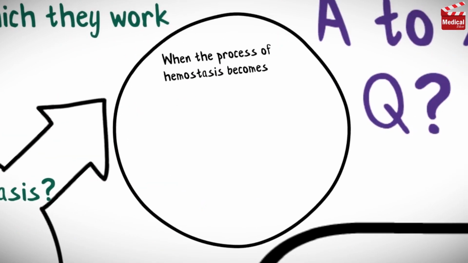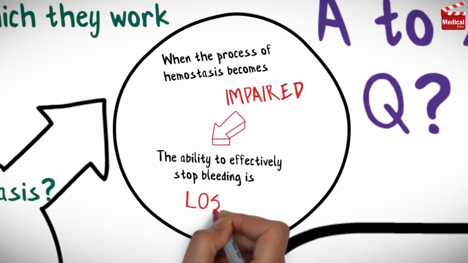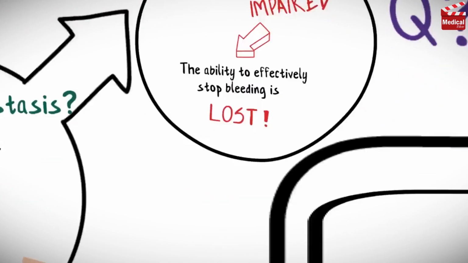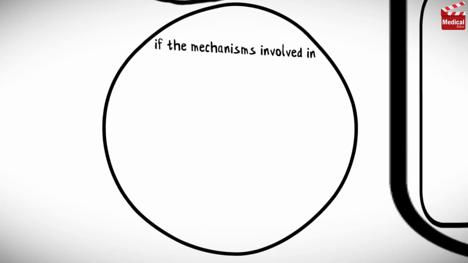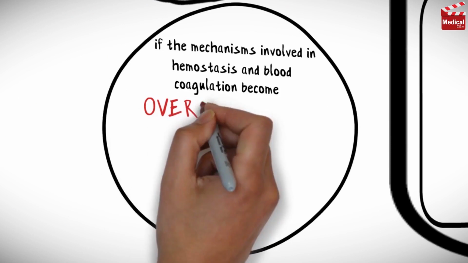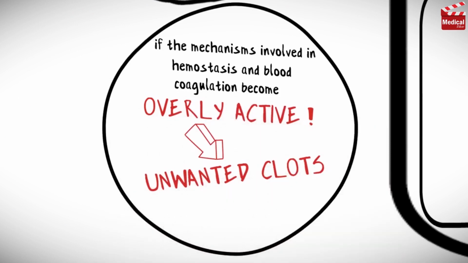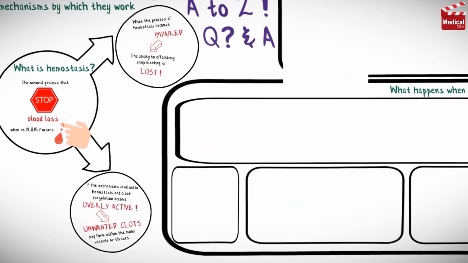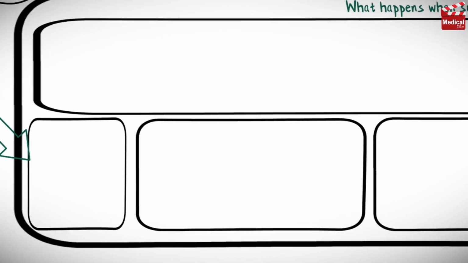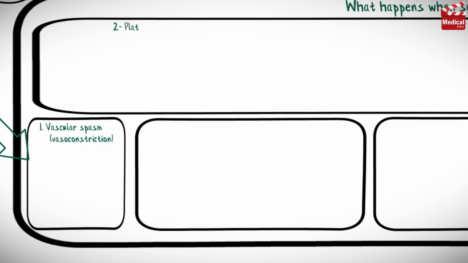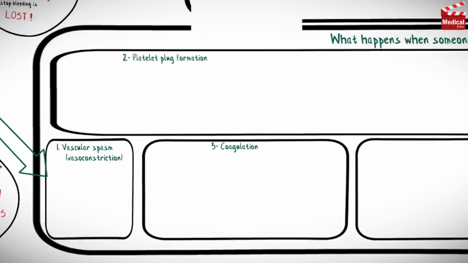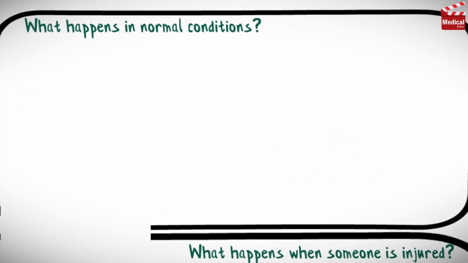When the process of hemostasis becomes impaired, the ability to effectively stop bleeding is lost. In contrast, if the mechanisms involved in hemostasis and blood coagulation become overly active, unwanted clots may form within the blood vessels or tissues. Hemostasis involves 3 steps: vascular spasm, platelet plug formation, and coagulation. We're gonna talk about these in detail, but first we should know clearly what happens in the normal conditions.